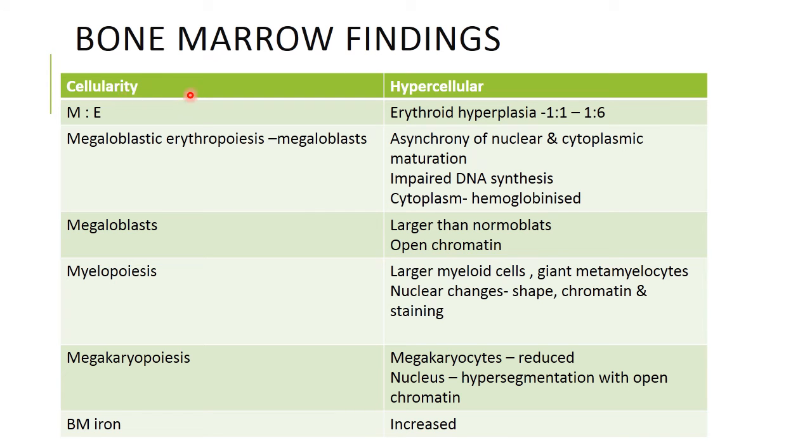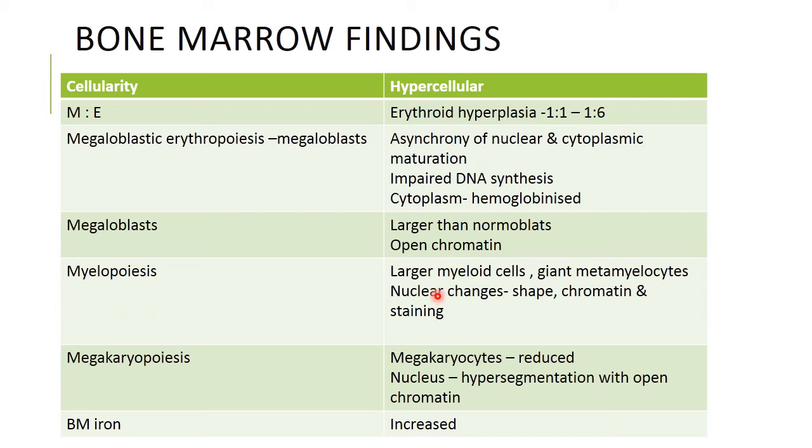Bone marrow findings: cellularity will be hypercellular, so the myeloid erythroid ratio shows an increase in erythroid series of cells, which are in excess, so it is erythroid hyperplasia. Megaloblastic erythropoiesis with the presence of megaloblasts will be present, that is there will be asynchrony of the nuclear and cytoplasmic maturation. There will be absence of nuclear as well as cytoplasmic maturation, so there will be no proper DNA synthesis also. Megaloblasts will appear larger than the normal blast, and there will be open chromatin, that is deficiency of the nucleosomes. Some areas of the nucleosomes will be absent.